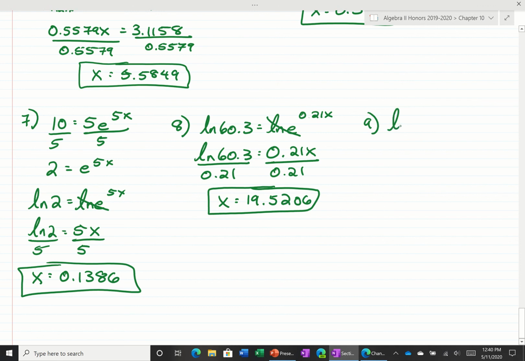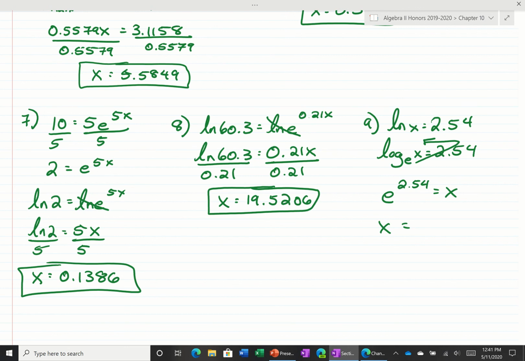Problem number 9, it says the natural log of x is equal to 2.54. Remember, natural log is really just the log base e of x. So for a problem like this, you would have to use the translation property, where we'd say e to the 2.54 power is equal to x, and you have a button for e on your calculator. It's just right by natural log, so I'm going to hit the e to the 2.54 power, and my calculator says the answer is 12.6797.